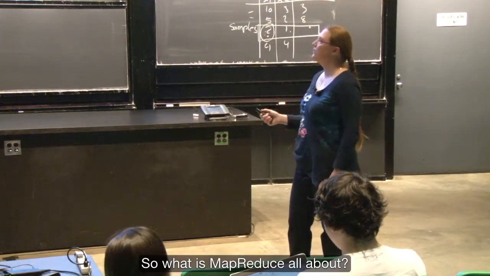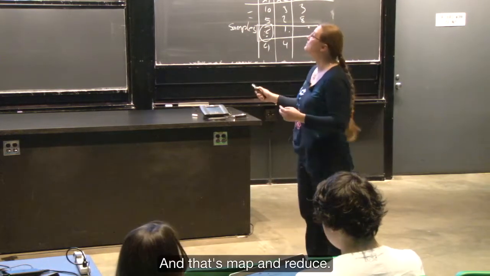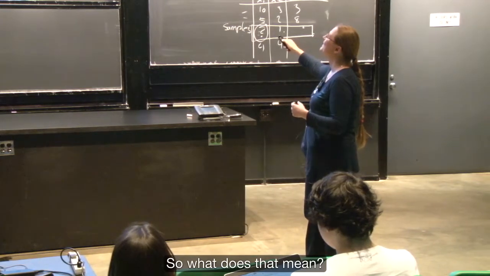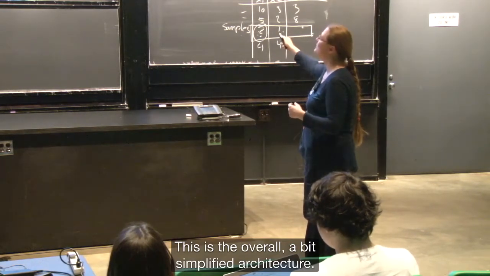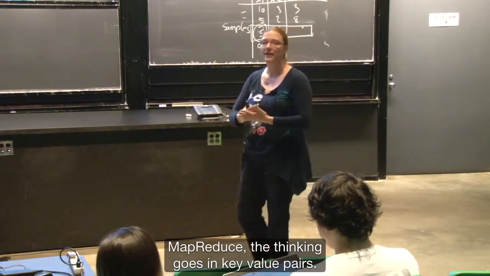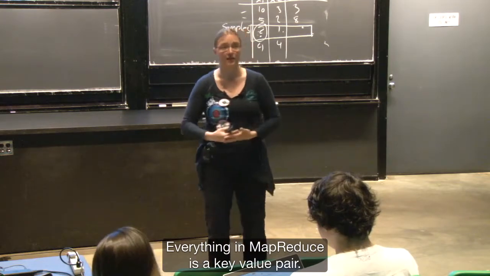So what is MapReduce all about? There are only 2 functions mainly to know, and that's map and reduce. So what does that mean? This is the overall, a bit simplified architecture. MapReduce, the thinking goes in key value pairs. Everything in MapReduce is a key value pair.